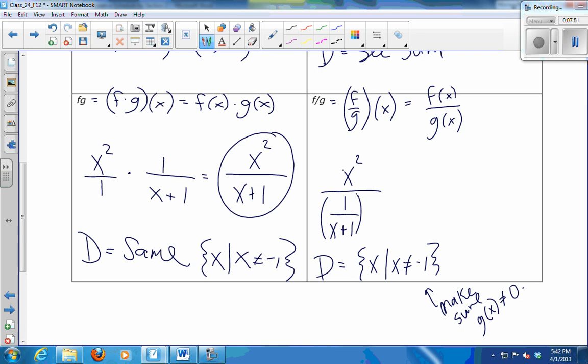And then we could simplify this too, right? We could rewrite this as x squared, and instead of dividing by this fraction, multiply by its reciprocal. And we end up with x cubed plus x squared, which looks like it has no restrictions, right? Which is why I had you do the domain first, because we know that there are restrictions because g is technically in the denominator.